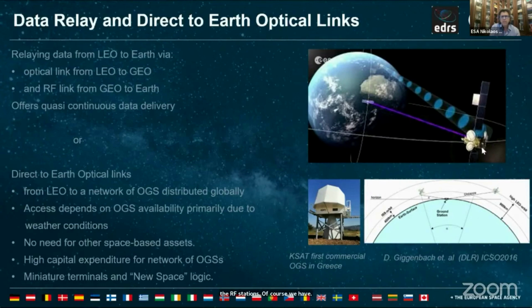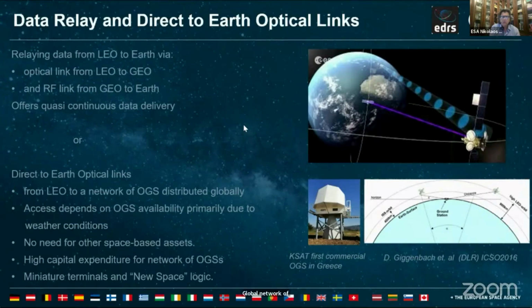The alternative is to disperse a network of optical ground stations around the globe, and store the information while your instrument produces data, and then whenever you have good weather conditions, start dumping the data with high-speed optical links. The advantages of the one and the other options are clear. The one needs space assets and not really ground assets. The other needs only ground assets, but not really space assets. And the big thing is the high capital expenditure for setting up this global network of OGS.